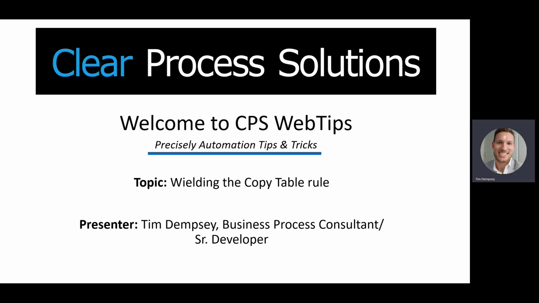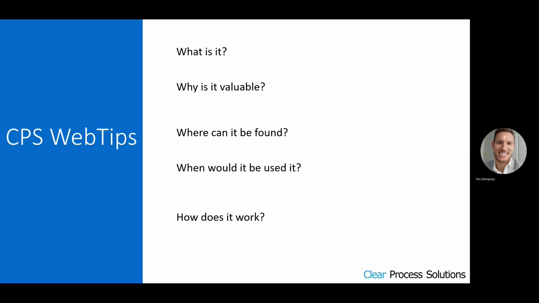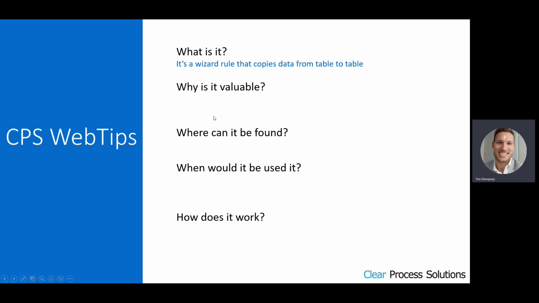So to get started, let's dig into the details. So what exactly is it? Well, this is a wizard rule found within Precisely that we can use to copy data from one table to the other. We use this very often, especially with change requests, and this provides us an easy mechanism to do that.